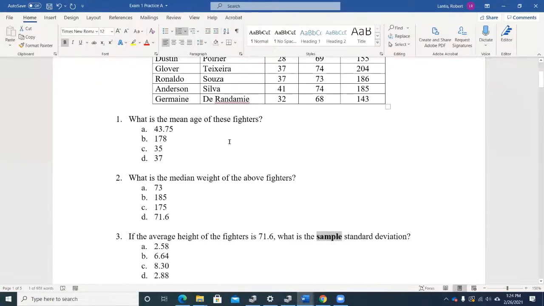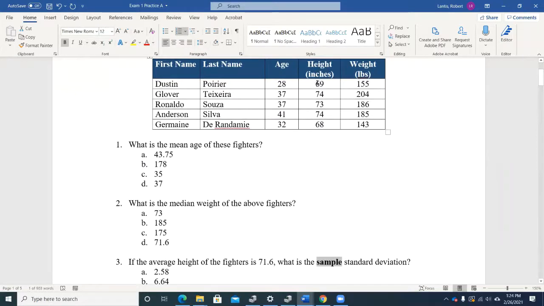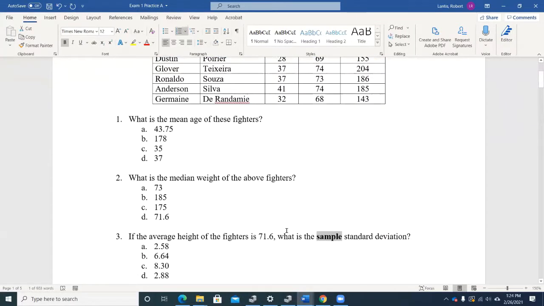and then add them all up. So what I'd be doing here is going through each one. Go to the first observation, 69 minus 71.6, square that value. Maybe I don't want to do this all in one long equation, so maybe I write that number down. Then 74 minus 71.6, square that value, write that number down. I do that for all 5 observations and then add them all up. That will give me the numerator.